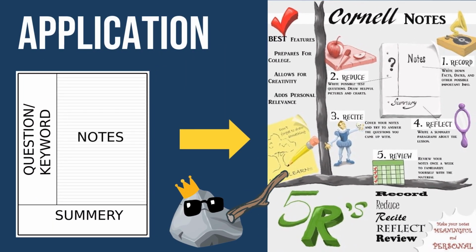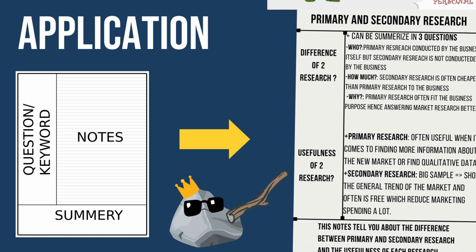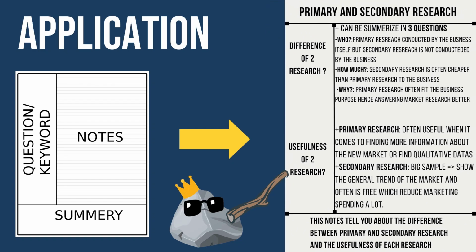So, here's an application which I found on the internet. It's about the Cornell method itself. And here's the second one, which I wrote by myself about primary and secondary research.